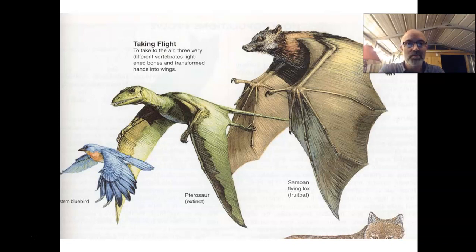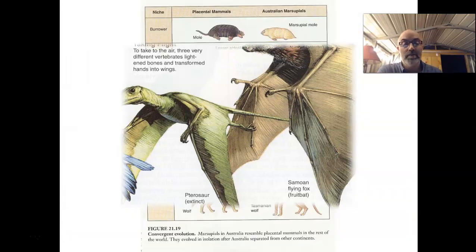Pterosaurs were not dinosaurs. It was some ancient type of reptile. And then we have a modern mammal. So obviously the ancestor to all of these organisms would have been some type of reptile, and that reptile certainly would not have had wings. So these three lineages independently evolved through natural selection and became flying animals. Okay.